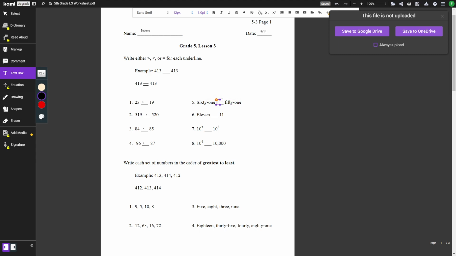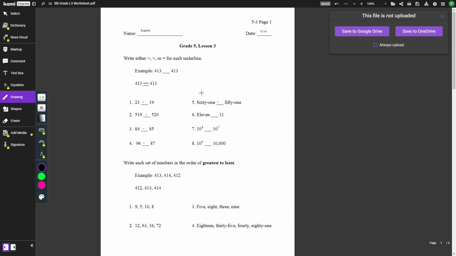61 and 51. We know that 61 is greater than 51. If you need to, you can draw this out. You can tell that 61 is greater than 51. Therefore, the symbol faces 61. 11, 11. They're the same number. So you would write equals.